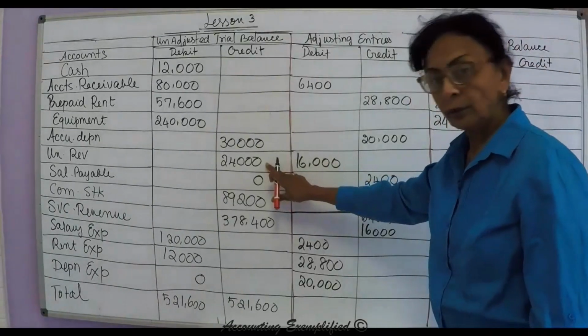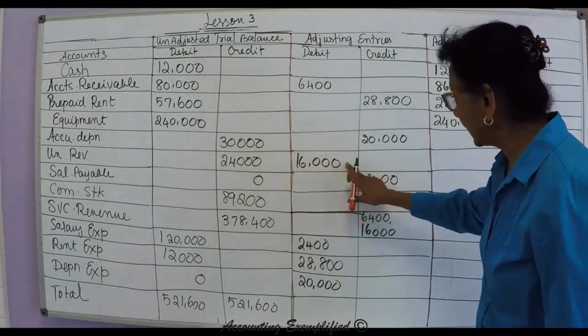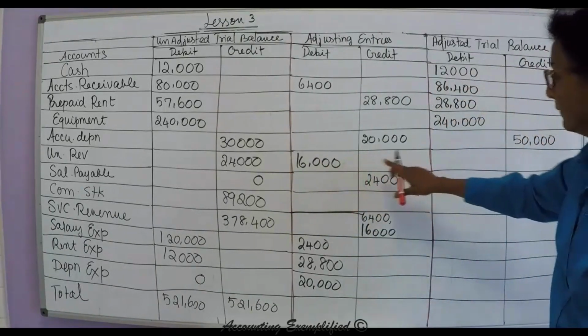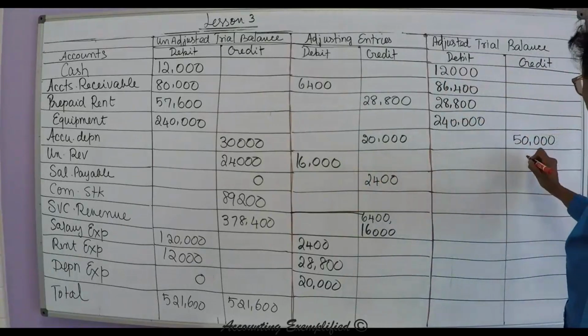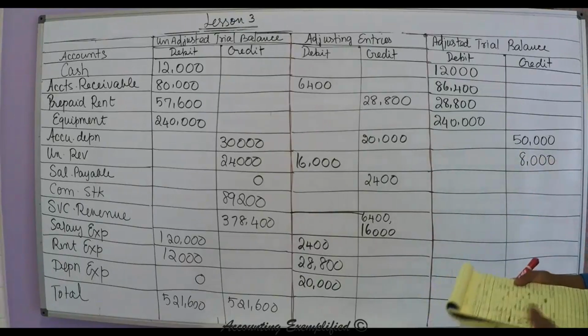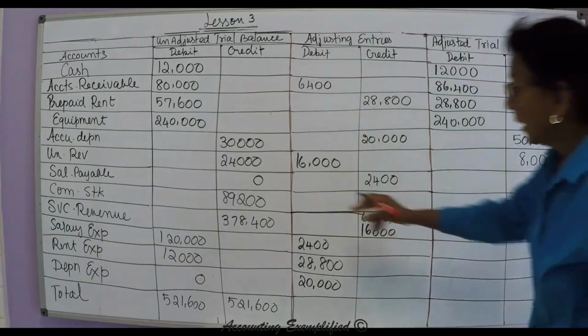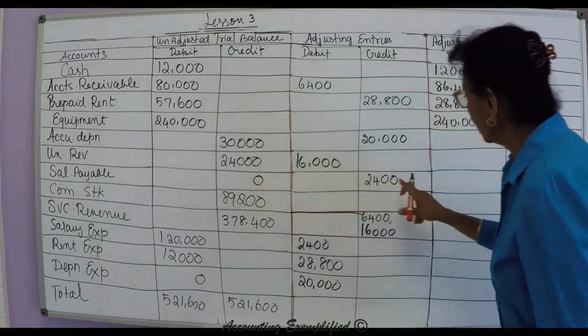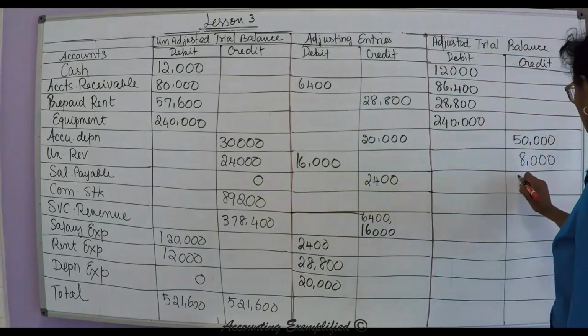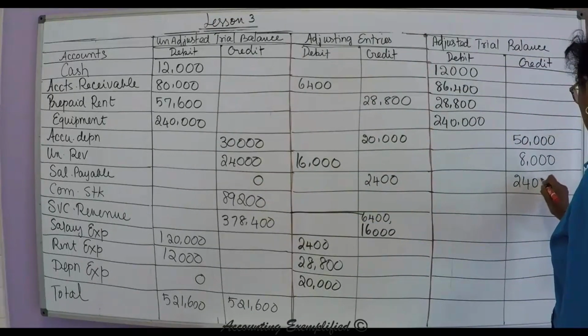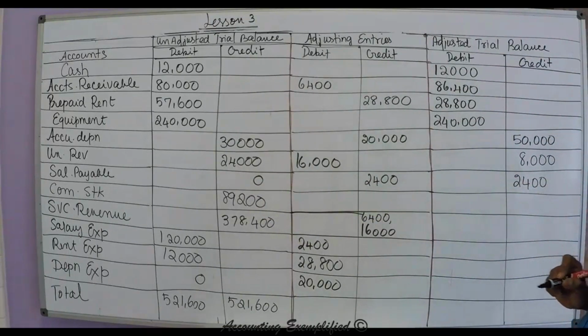Unearned revenue started with 24,000. You decreased by 16,000. Therefore, the new adjusted balance will be 8,000. Now the salary payable, it's at zero balance. You increase it by 2,400. The adjusted salary payable is 2,400.